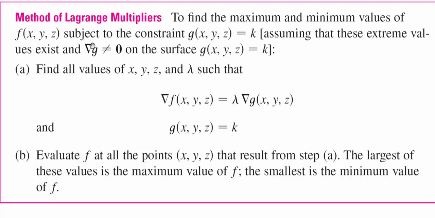So we are going to see some examples to illustrate the method of Lagrange multipliers, where we find the extrema of a function f subject to this constraint g. Okay, so what our procedure is this: if these extreme values exist and the gradient of g is not equal to 0 anywhere on the surface given by that condition, then we create an equation connecting the gradients with a multiplier called lambda and incorporate the condition.